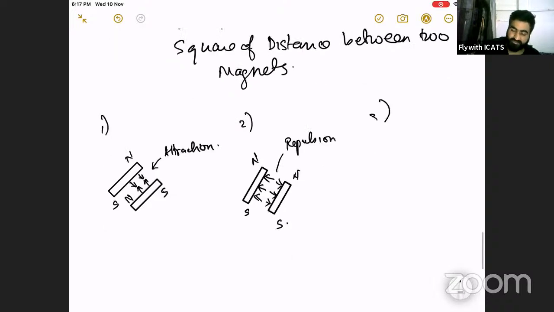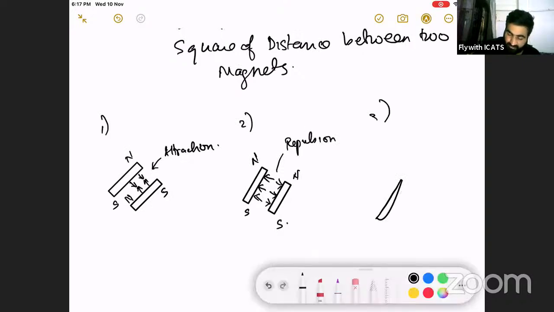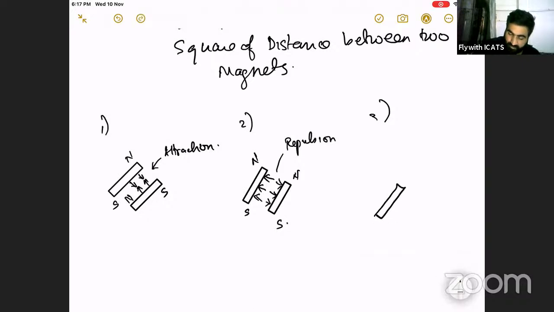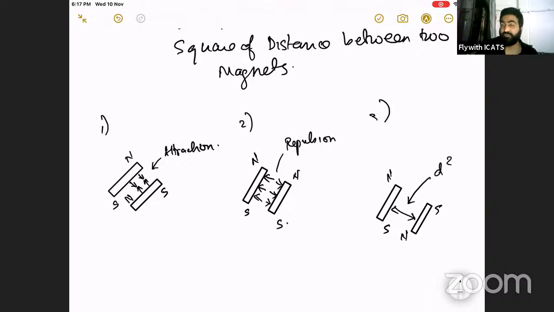And the third observation tells me that the strength of attraction, and you can say the same, the strength of repulsion also, north, south, south, north, depends upon the square of the distance. If the distance increases by 2, then the force of repulsion will be more by the square of 2, that is 2 2s are 4.